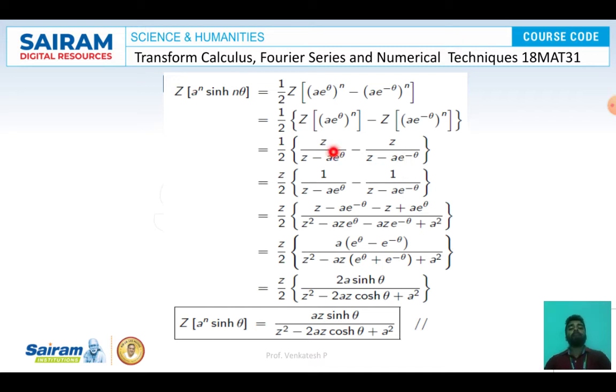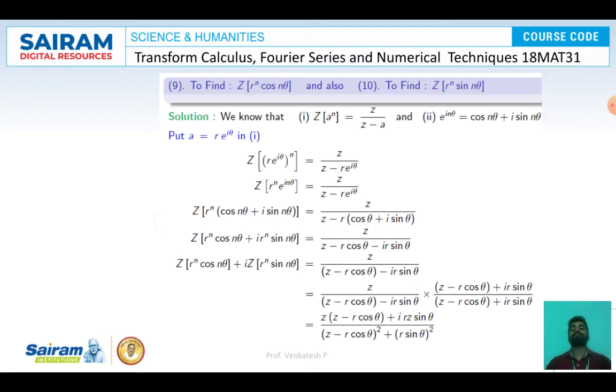By taking z as a common factor, we got z by 2 into 1 by z minus a e power theta minus 1 by z minus a e power minus theta. By taking LCM and simplifying this equation, we got z by 2 into 2a sine hyperbolic theta, divided by z square minus 2az cos hyperbolic theta plus a square. By taking 2 as a common factor, we can cancel 1 by 2. So we got the Z transform of a power n sine hyperbolic n theta will be equal to 2z sine hyperbolic theta, divided by z square minus 2az cos hyperbolic theta plus a square, is the required solution.